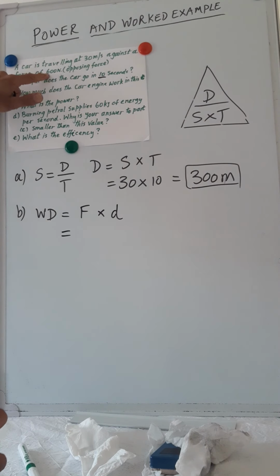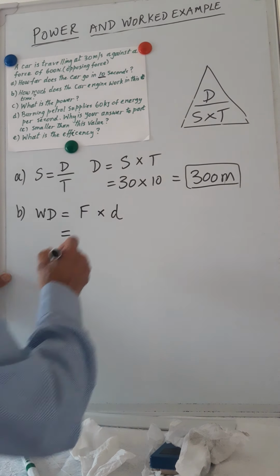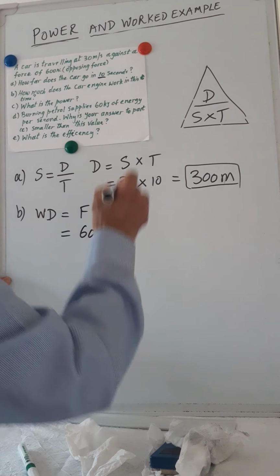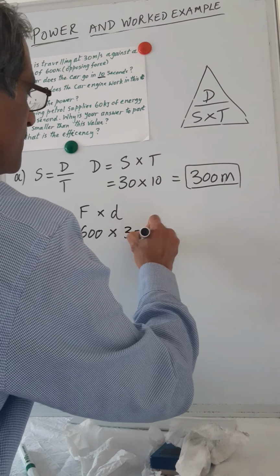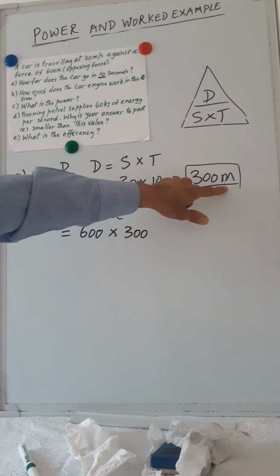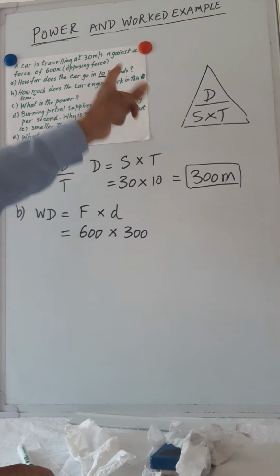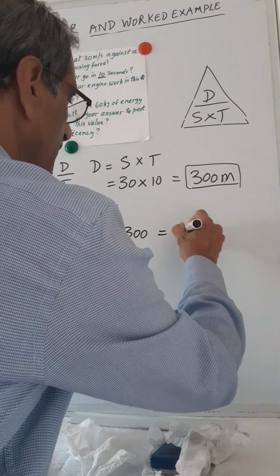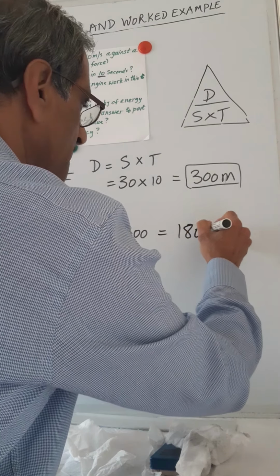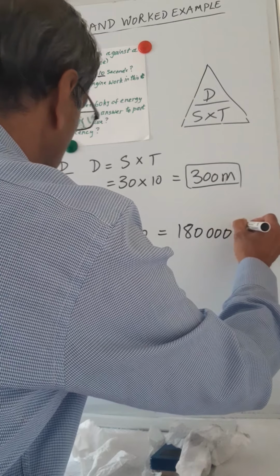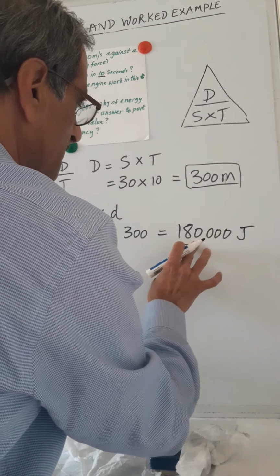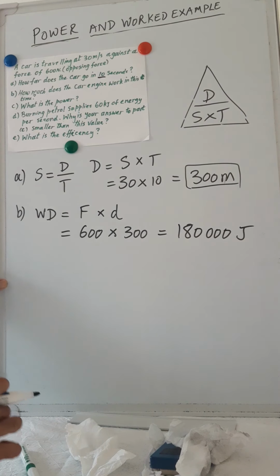The opposing force is 600 Newton. So the car is overcoming a force of 600 Newton and it's traveling a distance of 300 meters. We worked out the distance, how far it travels in 10 seconds. 6 times 3 is 18. 18 with 4 zeros, 180,000. 180,000 joules. So it does a work of 180,000 joules.